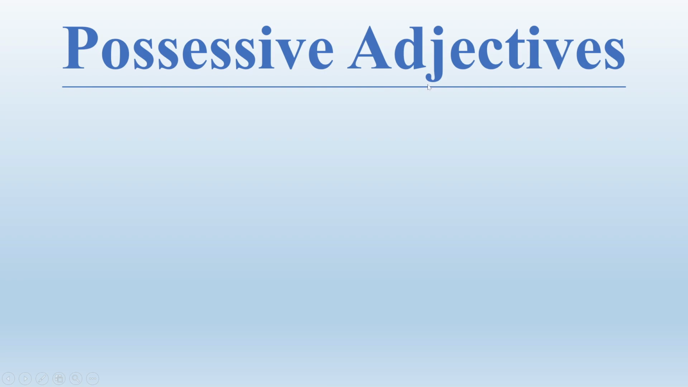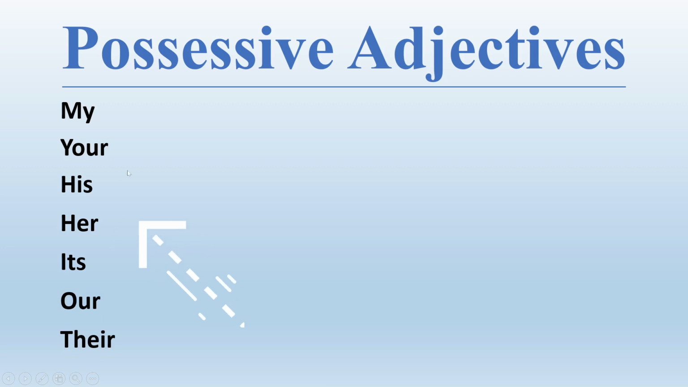So, first of all, let's look at possessive adjectives in English. My, your, his, her, its, our, their. These are possessive adjectives in English. Now, let's see the usages of possessive adjectives in English.